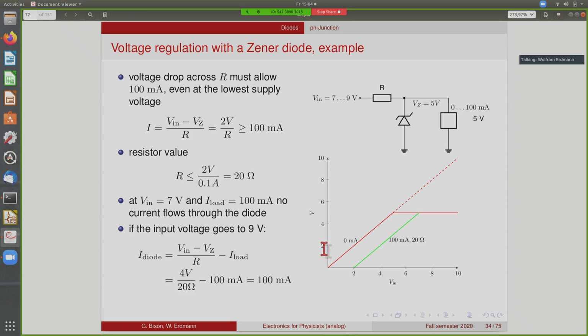If your input voltage goes to 9 volts, then the current that flows through the diode will be the difference to the current coming through the resistor. So it's the input voltage, 9 volts minus the Zener voltage, divided by R. That's 4 volts divided by 20 ohms. And the load current we said is 100 milliamps. So the diode current at this point would be 100 milliamps. So you burn as much power in your diode as you burn in your device, and that's not very power efficient. For high power applications, you will not do it. Sometimes people do it like this, but not when you use a lot of power. This is too inefficient. And we will probably see next week ways around this that are much better using transistors.